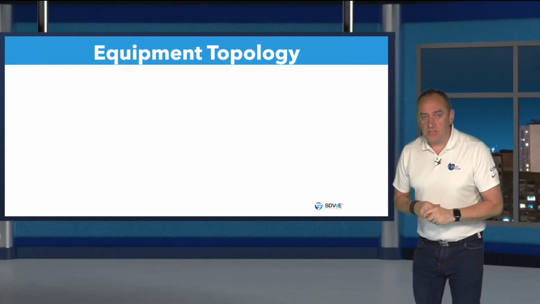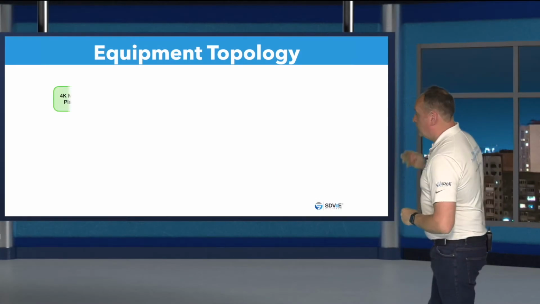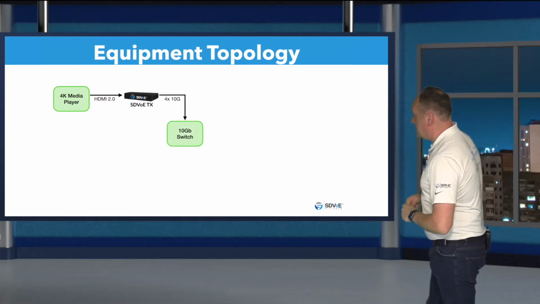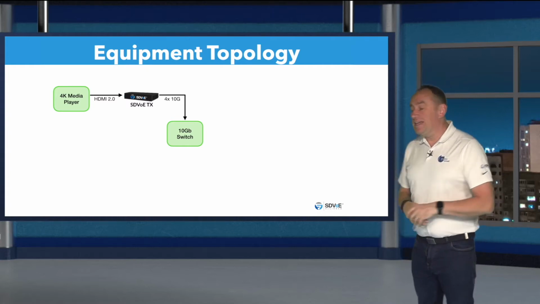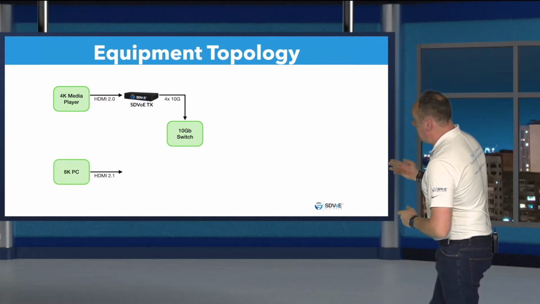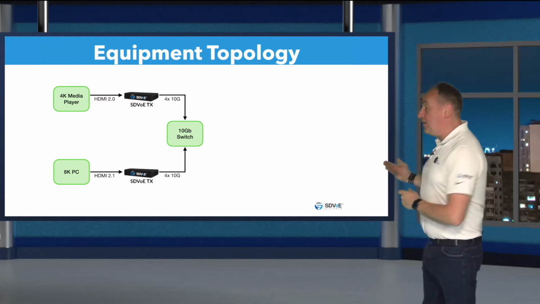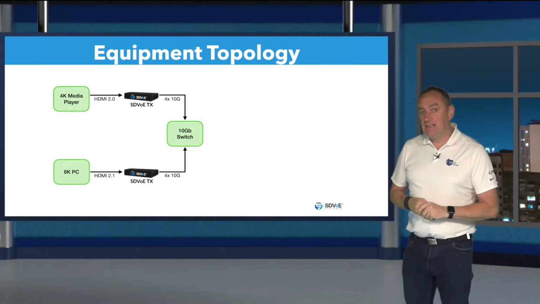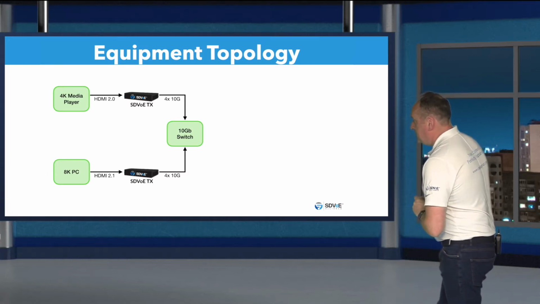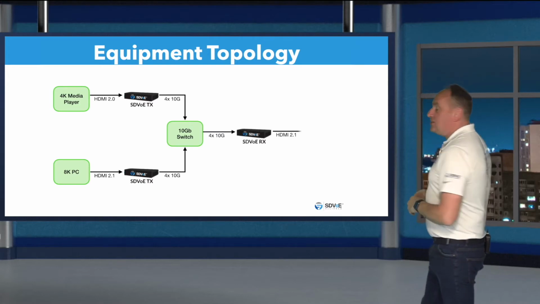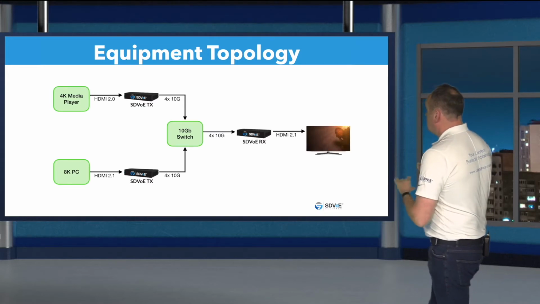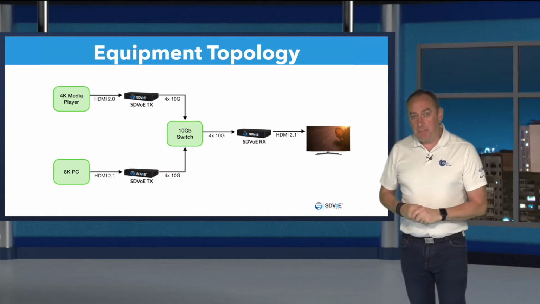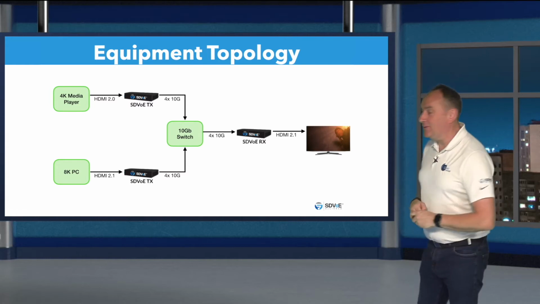Let's take a look at the equipment topology being used for this example. We've got a 4K media player connected via HDMI 2.0 into an SDVoE transmitter, which in turn has 4 10 gig links to a 10 gig switch. Then we have an 8K PC connected via HDMI 2.1 going into an SDVoE transmitter, again connected with 4 10 gig links. That 10 gig switch then is connected to an SDVoE receiver, which in turn is connected via HDMI 2.1 into our display. Let's head back to the SDVoE HQ.